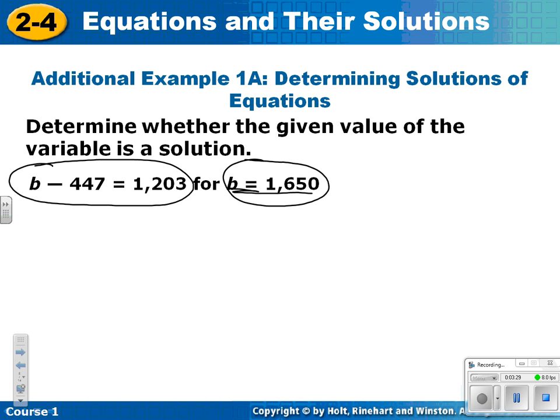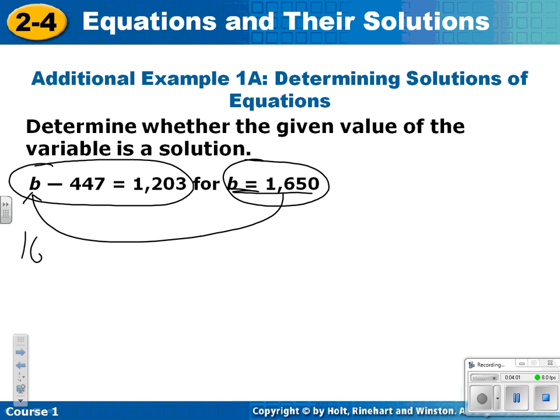So what do you think we do? What do you think we do? Subtract what? No. We have a b equals. What is b? So we plug this 1,650, we plug it in for b right here.